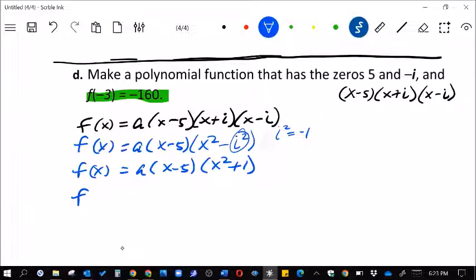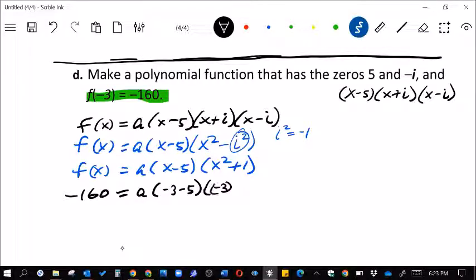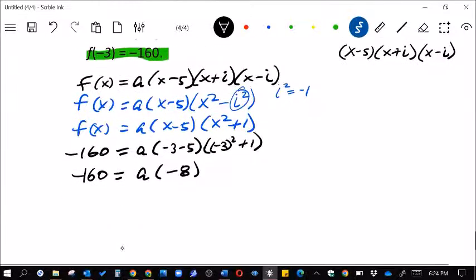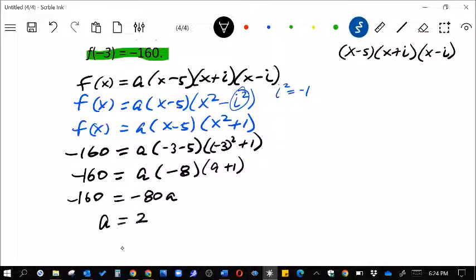So I'm going to say, instead of saying f of -3, since those are equal, that what it is, that's negative 160, is equal to a times. Let's put negative 3 in here and negative 3 squared in here. Since there's no i, now it's doable mathematically. So that's a negative 8. And let's see, that's a positive 9 plus 1, which is going to give us 10. So that's negative 80. So we have negative 160 equals negative 80a. That means we have a 2.